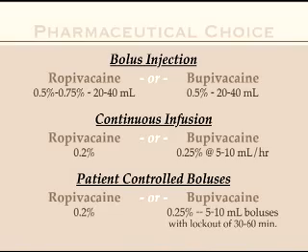20 to 40 milliliters of ropivacaine, 0.5 to 0.75%, is usually used for intraoperative analgesia, and an infusion of 0.2% at 3 to 10 milliliters per hour is used for postoperative pain management. Patient-controlled boluses of 5 to 10 milliliters with a lockout time of 30 to 60 minutes can be used if indicated.